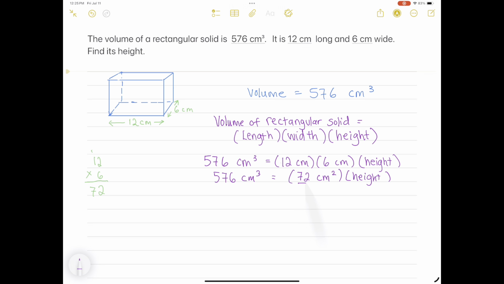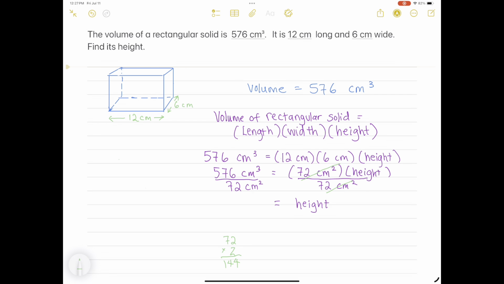Now I'm ready for the next step of this problem, which is to divide both sides of the equation by 72 centimeters squared in order to isolate height by itself on the right-hand side of the equation. On the right-hand side of the equation, 72 centimeters squared cancels with 72 centimeters squared in the denominator, leaving height by itself. And on the left-hand side of the equation, I have 576 divided by 72. And I do that calculation on the side. And I start by finding the multiples of 72.